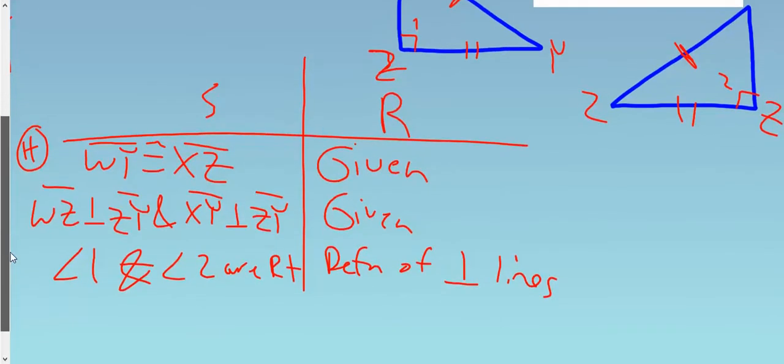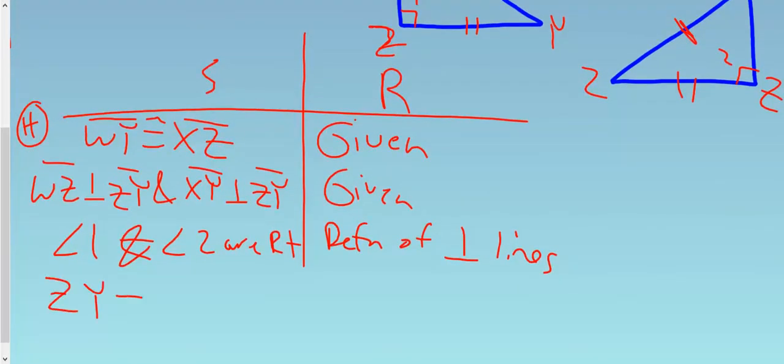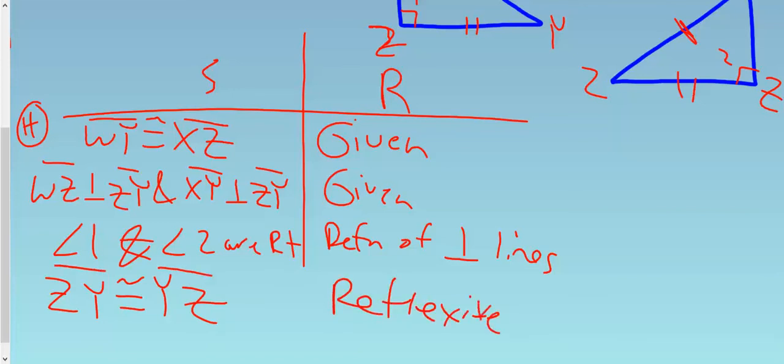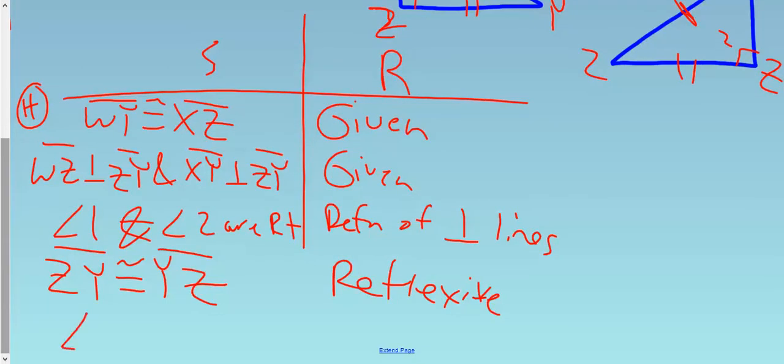And then ZY is congruent to YZ, reflexive, and then the two triangles are congruent by HL. There you go. So that's an example of using HL in a proof.